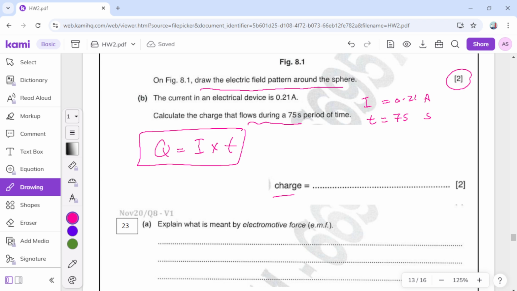Okay, so now 0.21 multiplied by 75. What is the answer? It will be 15.75. Don't forget to write it in two significant figures, because the given value is two significant figures. So it will be 16 coulombs.